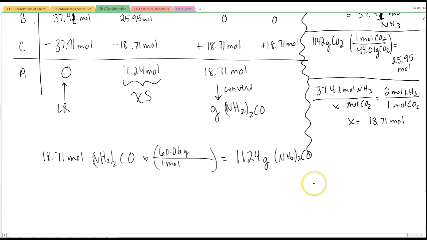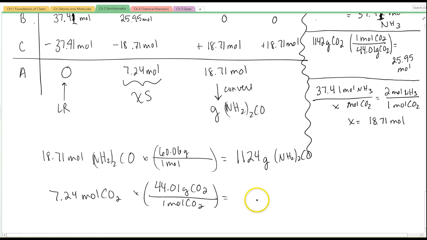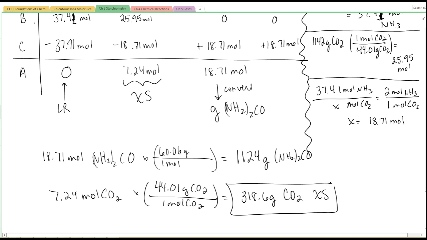NH2CO. Now I also wanted to know how much excess carbon dioxide I had left over, so I need to convert that moles of carbon dioxide to grams. And the molar mass of carbon dioxide is, molecular mass is 44.01. So I get 318.6 grams of carbon dioxide left over at the end. So this is just one way of solving this problem.